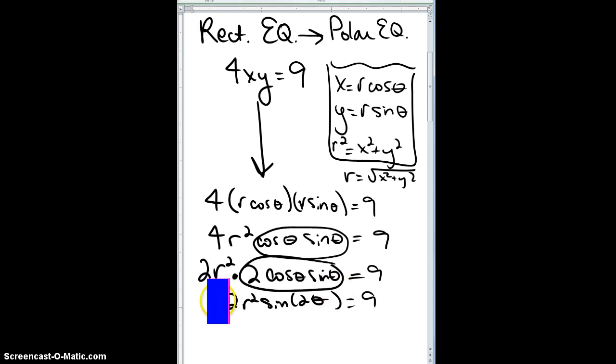So again, this is a polar equation because it has theta and r's in it. And so that's all it is.